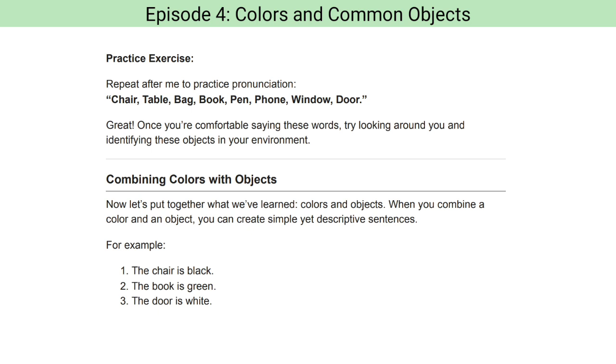Try it yourself. Choose any object near you, think about its color, and make a sentence. For instance, if you see a red bag, you can say, "The bag is red."